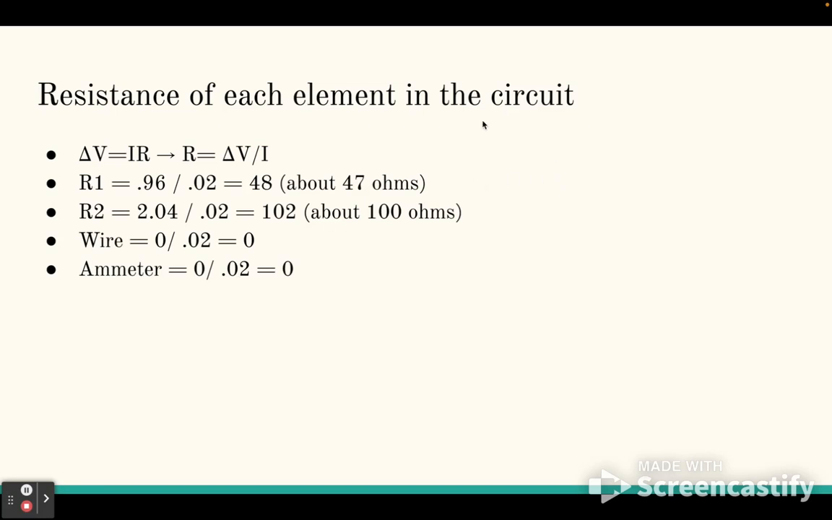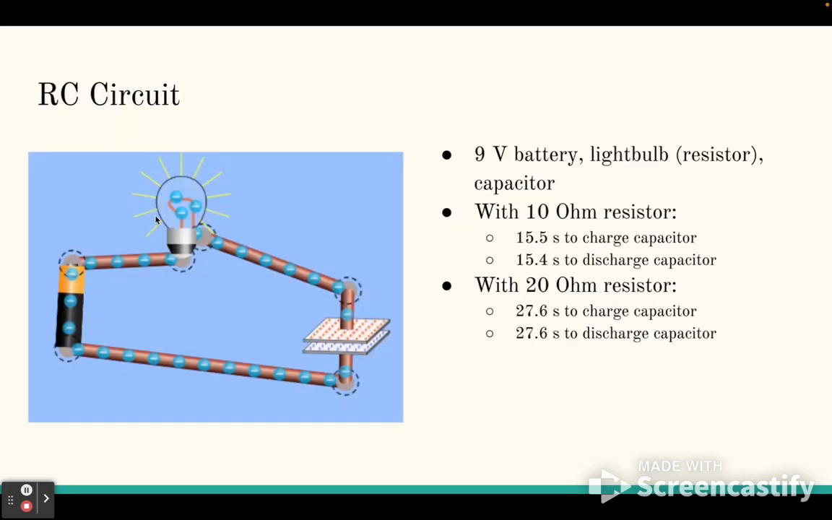The resistance in each element of the circuit can be calculated using delta V equals IR, which you can rearrange to R equals delta V over I. So for the first resistor, that's 0.96 divided by 0.02, which is 48, which is around 47, which is what it actually is in the simulation. And then for the second one, we have 2.04 divided by 0.02, which is 102, which is again around what it is in the simulation. And then for the rest of it, it's 0. These values come off that table that I showed a few slides ago.